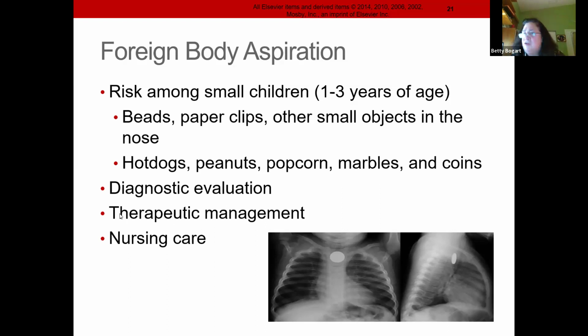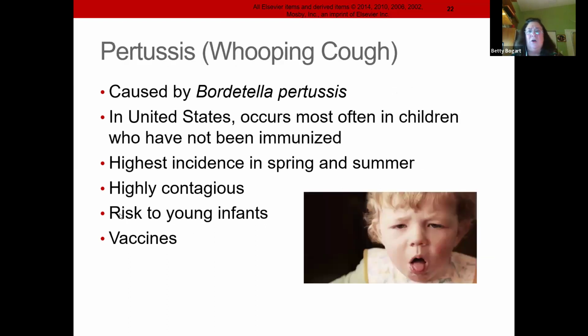Once they did that extraction of that quarter, we monitor them for a couple hours, making sure that they're still breathing. Now, pertussis is something that should be gone. We have immunizations for it, but not every child is immunized. So a kid comes in who's coughing. Do we know if it's an upper respiratory infection or if it's pertussis, right? And pertussis is highly, highly contagious.